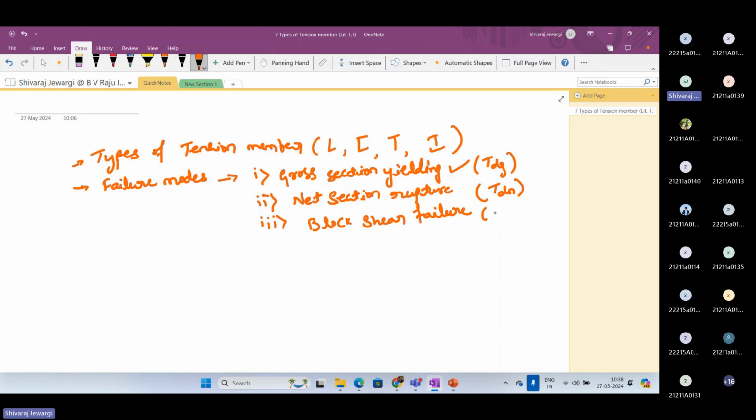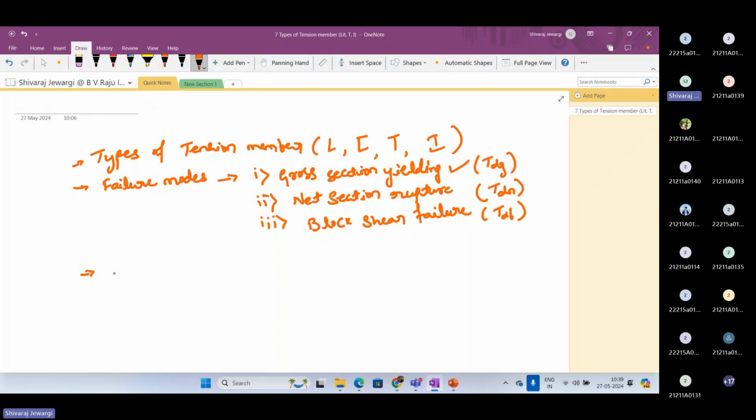And then the last one. As you all know, the third failure is block shear failure, right? That is Tdb. So these are the three different failures, and the corresponding strengths are calculated. Among these three, the least value governs the strength of a particular tension member. Are you clear now? Yes, I think you just glance at all the things.